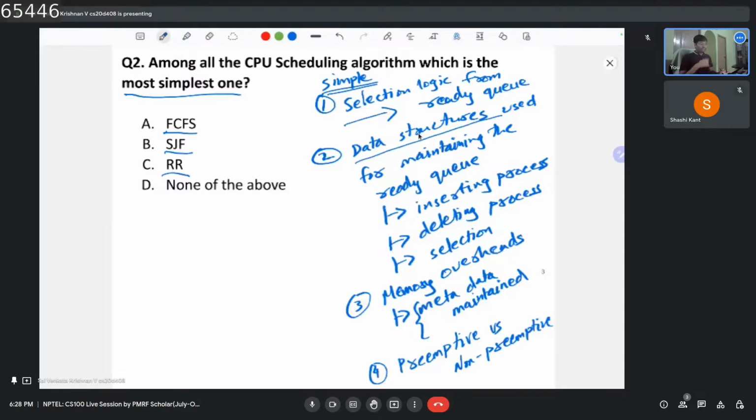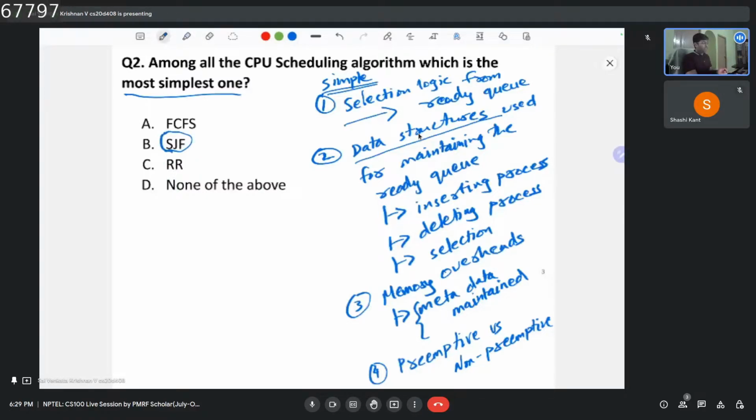Preemptive version means even if that process still has some burst cycles to execute, it will get preempted, a context switch will occur, and some other process will be scheduled onto the CPU and get executed. So based on these four policies, we will see which one of the given four scheduling algorithms is the simplest one. First let's take SJF.